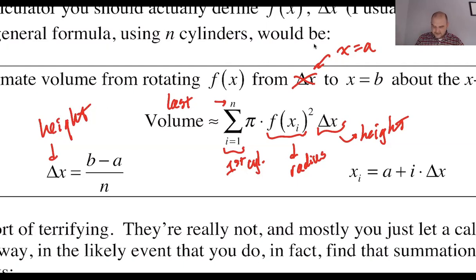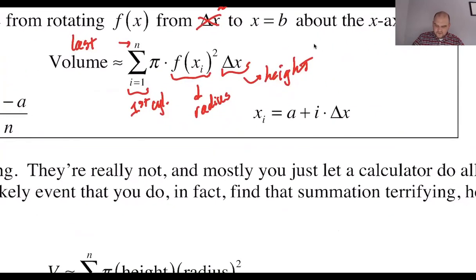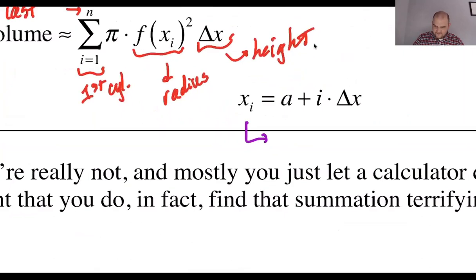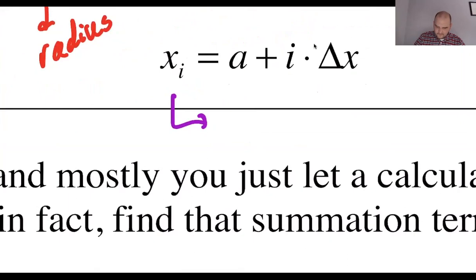x sub i is called an evaluation. Man, you start writing in red and you just go with it. These are evaluation points. And it's always where you're starting plus i, the number of the cylinder that you're in, times delta x.